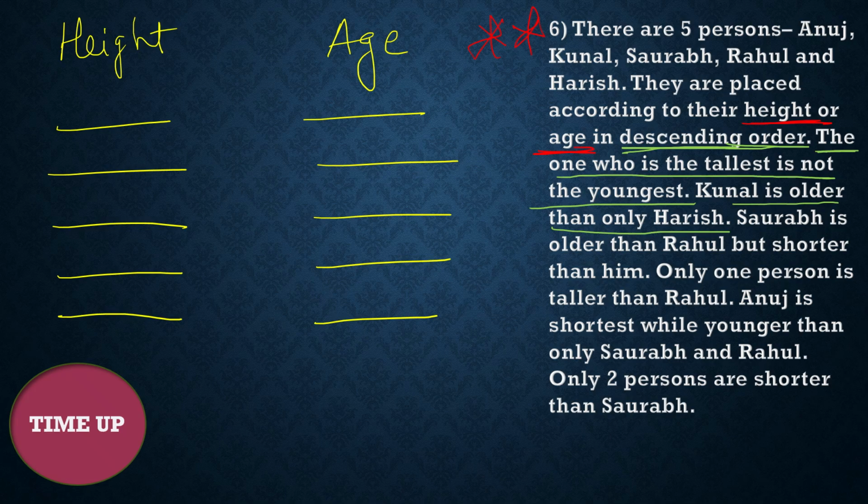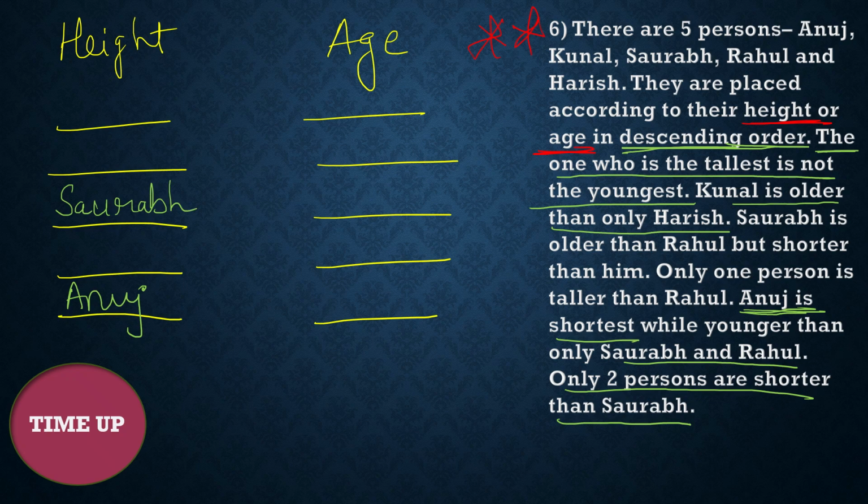Saurav is older than Rahul but shorter than him. Only one person is taller than Rahul. Anuj is shortest. Here you are getting direct information. Anuj is shortest, so Anuj will come here. While younger than only Saurav and Rahul. Only two persons are shorter than Saurav. So Saurav will come here because only two persons are shorter than Saurav, they are saying.